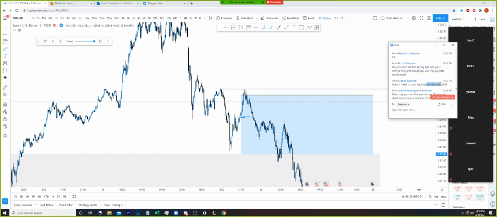Does it need to grab liquidity to become valid? No, so we went over that. It technically does, but it always does anyway. So no, it does not. Say you are on the seconds, so a 30-second chart, okay, fine. But again, it doesn't have to be any chart, it can be any time frame.